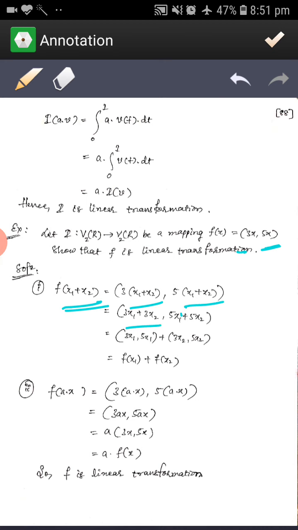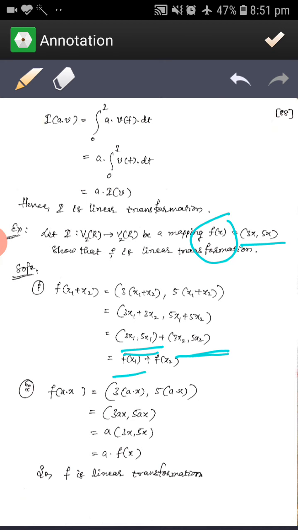So if you multiply here, 3x1 plus 3x2 comma 5x1 plus 5x2. If you group together with respect to x1, then it will be 3x1 comma 5x1 plus 3x2 comma 5x2. But if you take 3x comma 5x, what is this? It is f(x). Similarly, 3x1 comma 5x1 is equal to f(x1), and 3x2 comma 5x2 is equal to f(x2). So f of x1 plus x2 is equal to the function of x1 plus the function of x2.